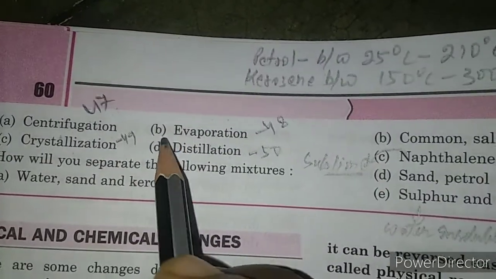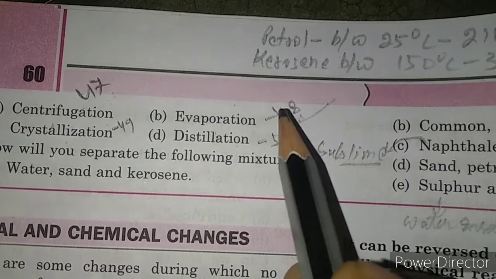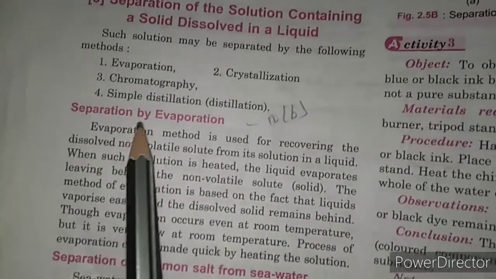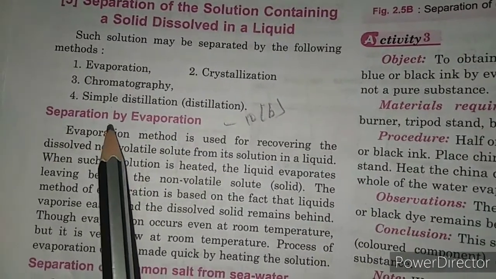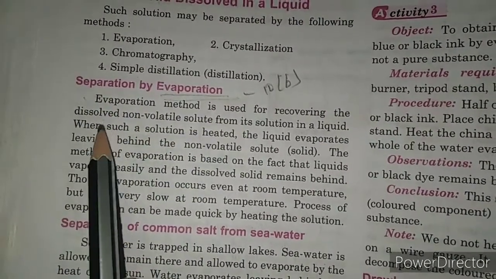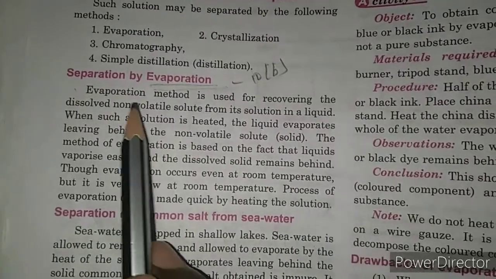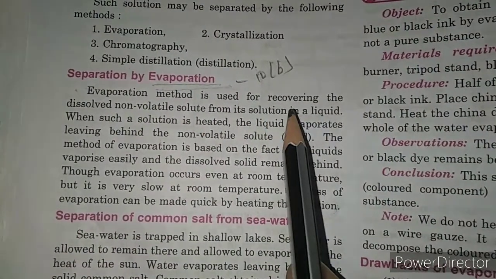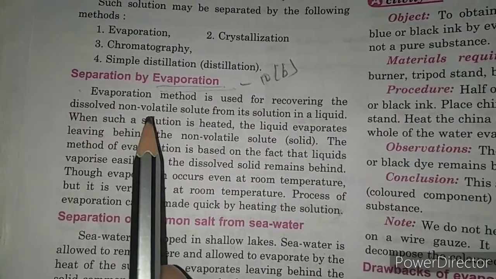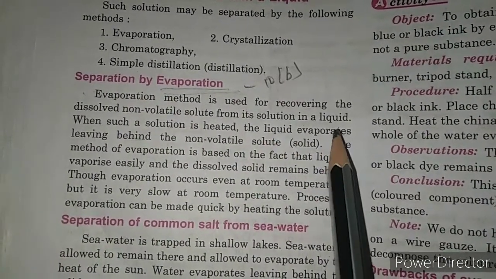Your 10th B is evaporation. It has been given on page number 48. Here, separation by evaporation. You will write this heading, evaporation, and after that you will write up to here. Evaporation method is used for recovering the dissolved non-volatile solute from its solution in liquid.